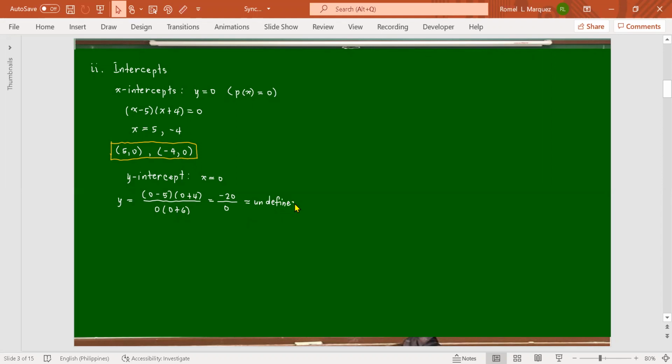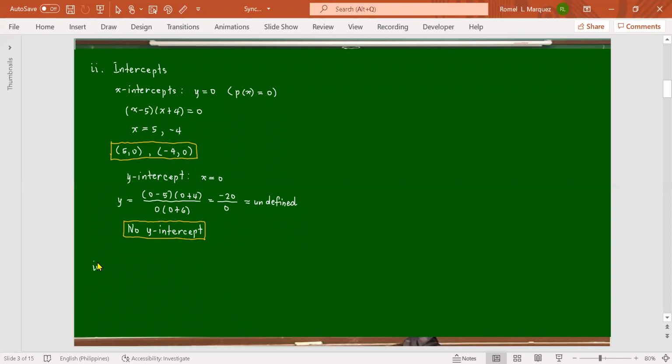Yes, sir. So no y-intercept. The graph will not intersect the y-axis. Any question with this, guys? Okay, no question. I can proceed.